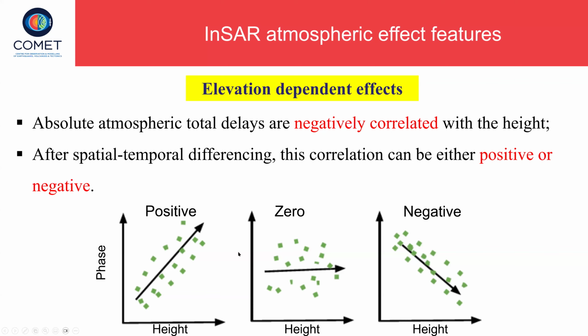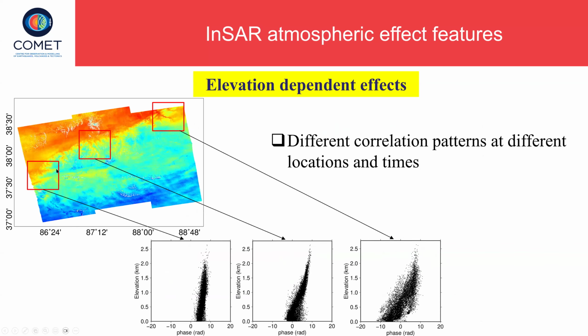So it really depends on the location and on the time of the interferogram. So it's variable. Even on the same image, different locations may have very different correlations between the phase and the elevation because of the troposphere. For example, on the left of the figure, you have a very nice linear correlation between the phase and the elevation, which is caused by the troposphere.